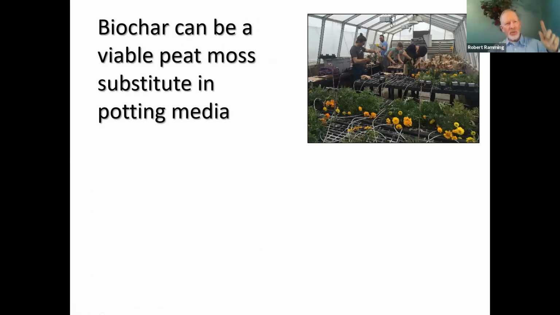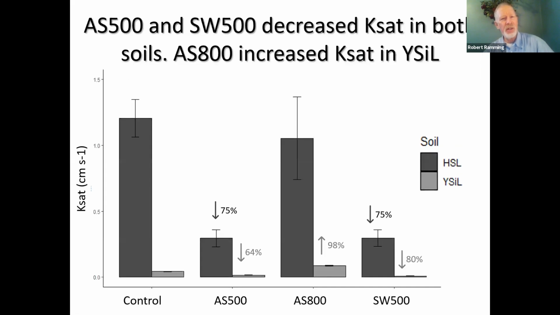Hey, Danny, I have a question. Yeah, please. On the 800 C, is there a chance that the higher temperature actually made it a bit more hydrophobic? Do you pre-charge or do anything to your biochars before you put them in? Yeah, that's a great question. So in these soil columns, the control and the columns with and without biochar were all pre-saturated for 48 hours to avoid that.